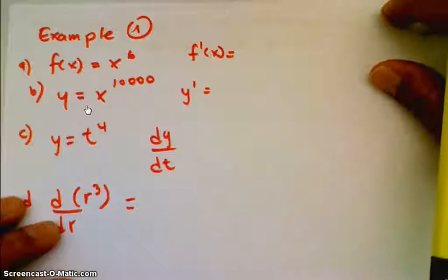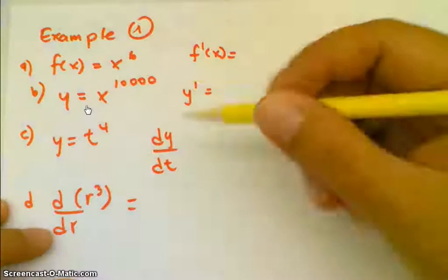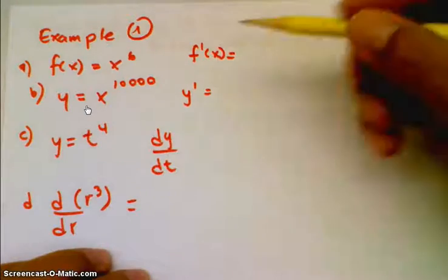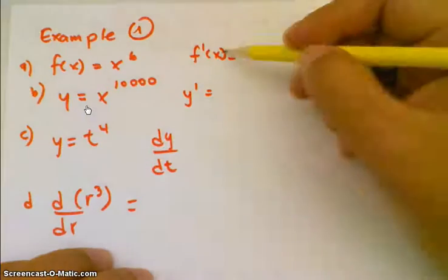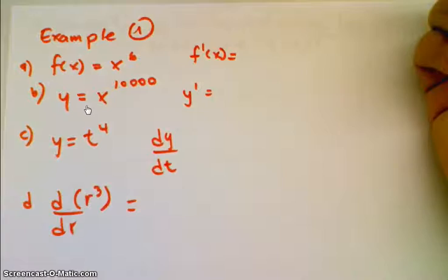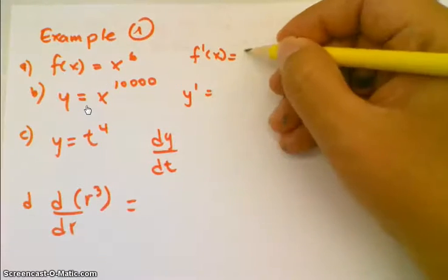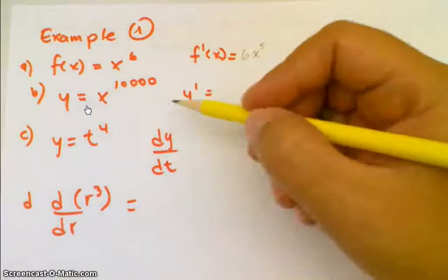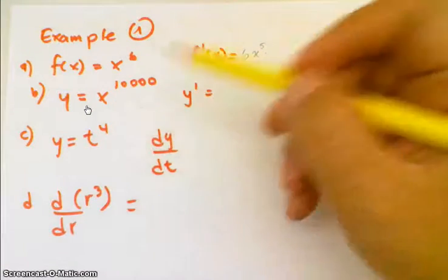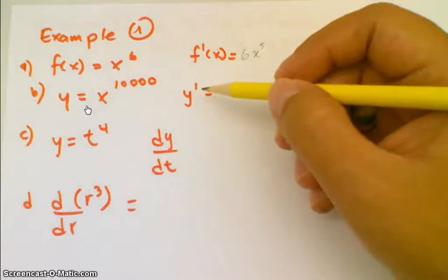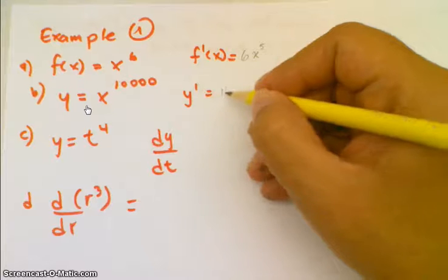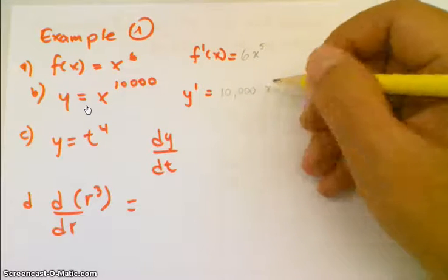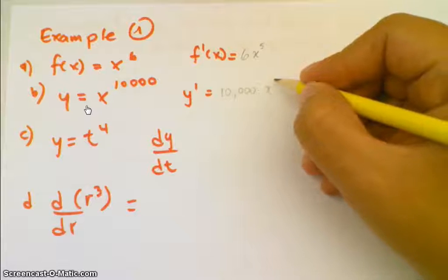Okay, so let me just go over the notation and the derivative. If f of x is x to the 6th power, f prime of x will be, so remember the power rule, the exponent will become the coefficient, and then the new exponent will be one less. If y is x to the 10,000, the derivative also may be called y prime. It has the same idea. 10,000 is the new coefficient, and then the exponent gets subtracted by 1.